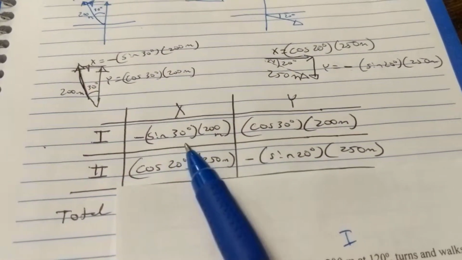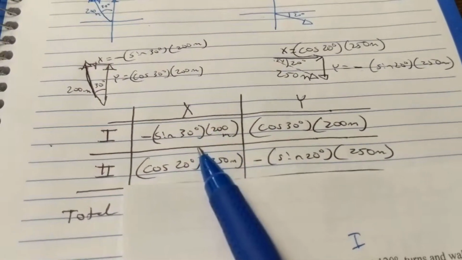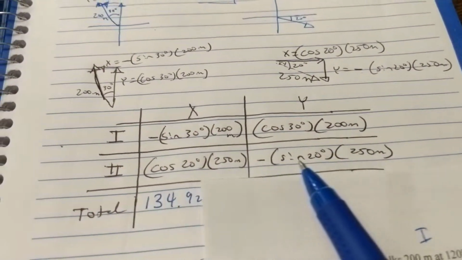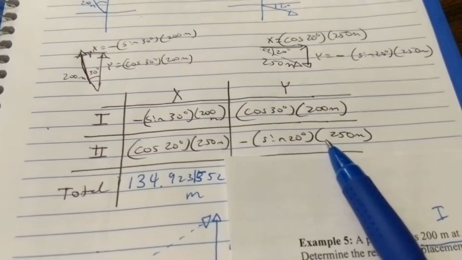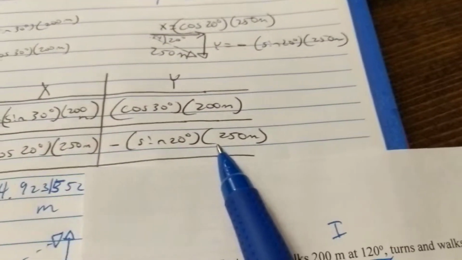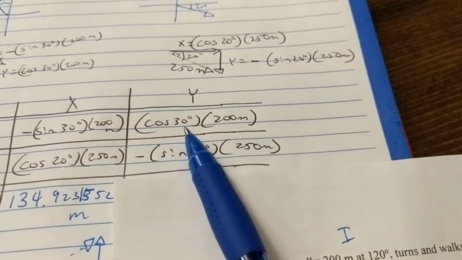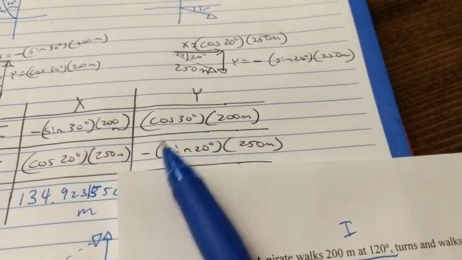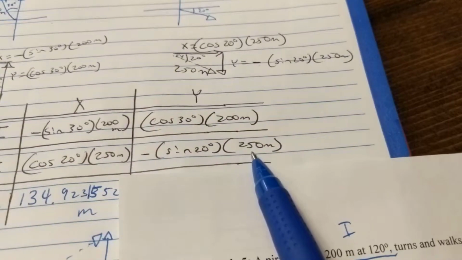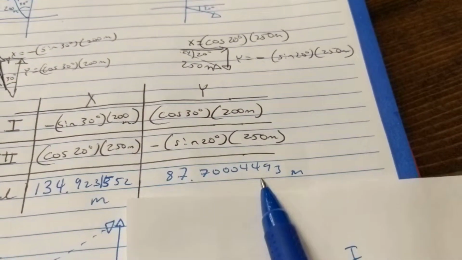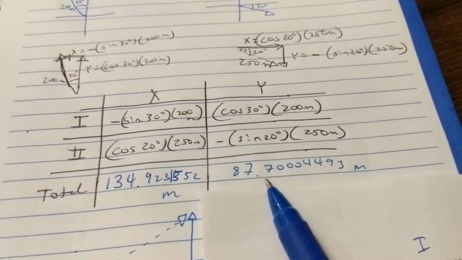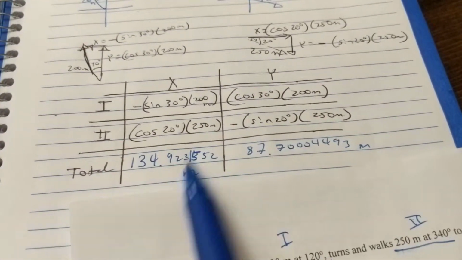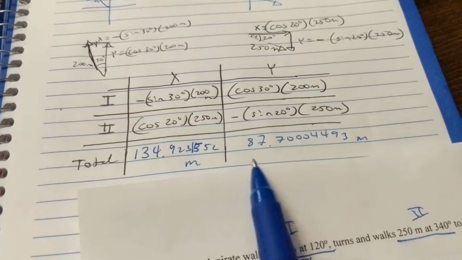So if I add negative sine 30 times 200 plus cosine of 20 times 250, I find 134.92 and a bunch of other digits. For our second one, for our Y, we're adding cosine of 30 times 200 plus negative sine of 20 times 250. I find I get 87.7. Those are my total vectors. This is the total vector in the X, total vector in the Y.